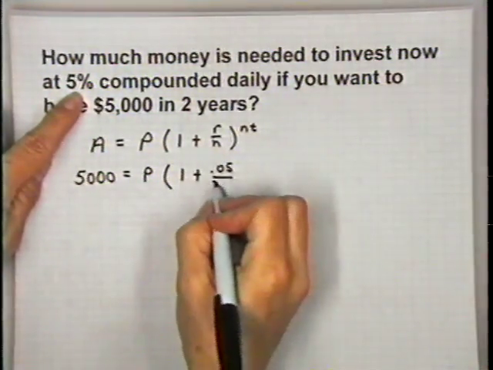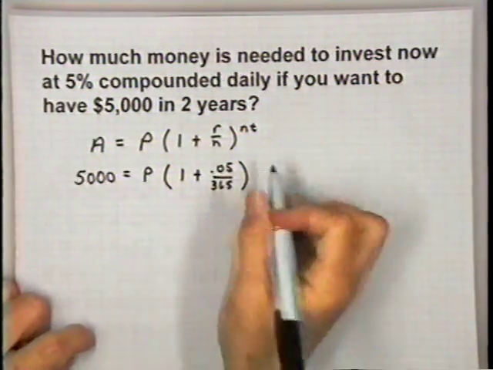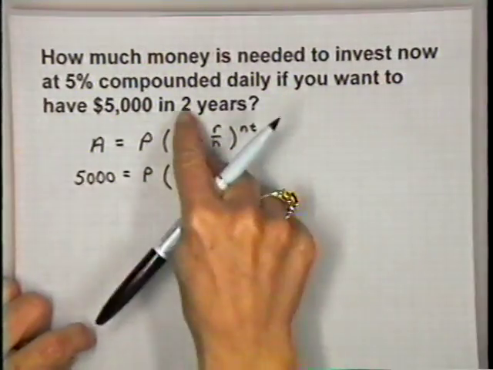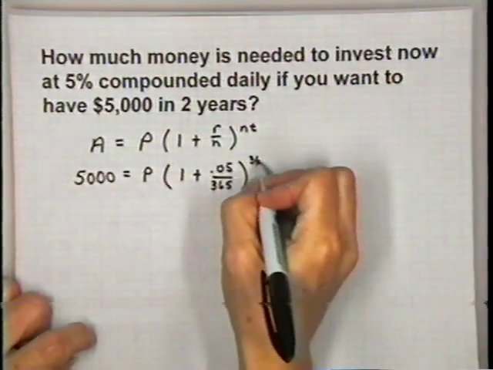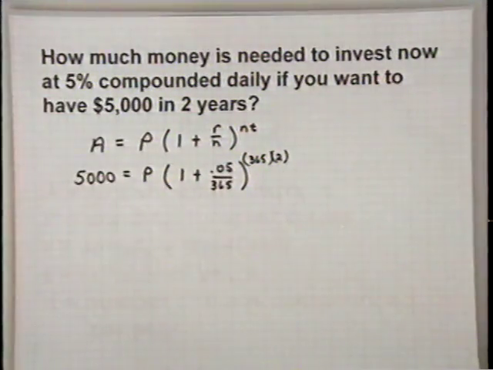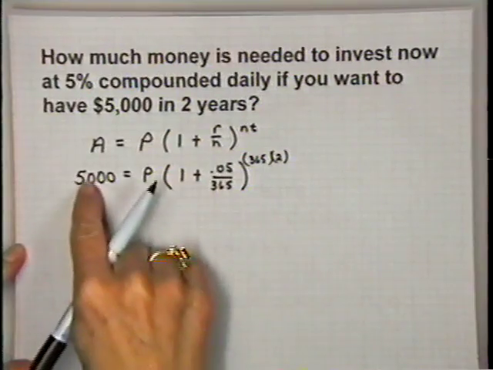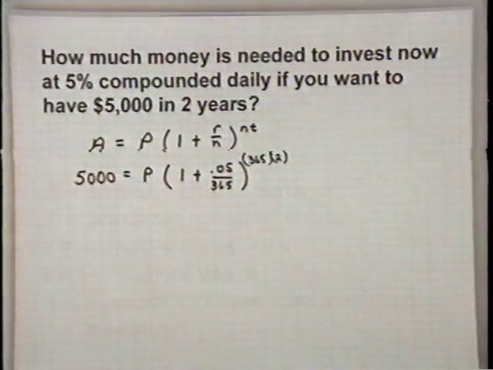Compounded daily, so that's 365. And my N times T, this was 2 years, so I'm going to have 365 times 2 up there as an exponent. Now, if you look at this, of course, what we can do is calculate this with our calculator and divide into 5,000, and that would solve for P, wouldn't it? Let's just kind of run through that.